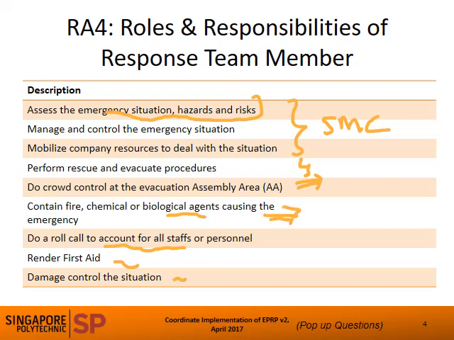Okay, this will be done by the SIC and the response team member. So for chemical incidents, there will be a hazmat team. Do a roll count to account for all staff, team members, or personnel.